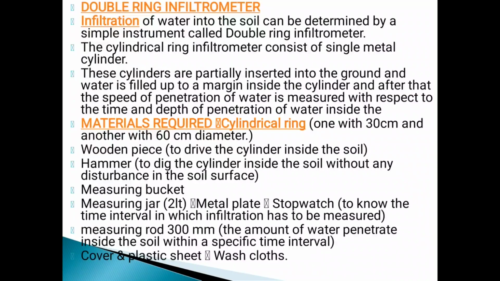water. The materials required are cylindrical rings, one with 30 cm and another with 60 cm diameter. A wooden piece to drive the cylinder into the soil. A hammer to drive the cylinder into the soil without any disturbance to the soil surface. Next, a measuring bucket, a measuring jar of 2 liters, a metal plate, and a stopwatch to know the time interval in which infiltration has to be measured. Next, a measuring rod, 300 mm, for the amount of water that penetrates the soil within the specific time interval. A cover and plastic sheet, washcloth, etc.